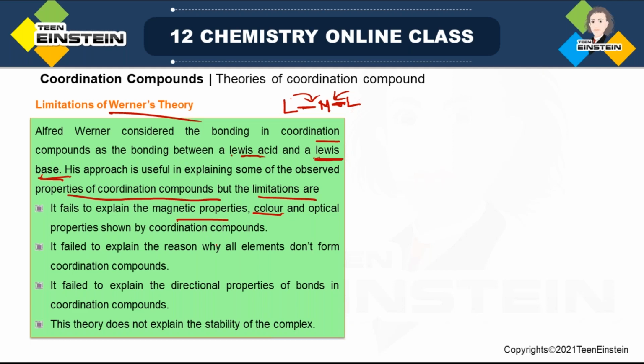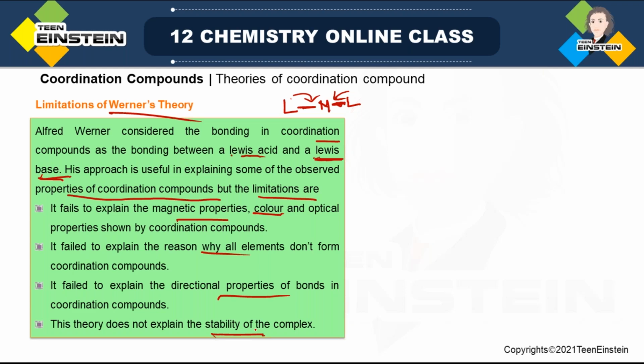Then the second limitation: it fails to explain why all elements don't form coordination compounds. Coordination compounds are basically from d-block elements, right? We do not see them in other cases. The reason why it is so is also not possible to explain by Werner's theory. Then it fails to explain the directional properties of bonds in coordination compounds. In coordination compounds, the bonds that you see have a directional property, okay? But that also cannot be explained by this theory. And the last point is that it is not able to explain the stability of the complex. Some complexes are stable, some complexes are not stable. But why it is so, we cannot explain based on Werner's theory, okay?